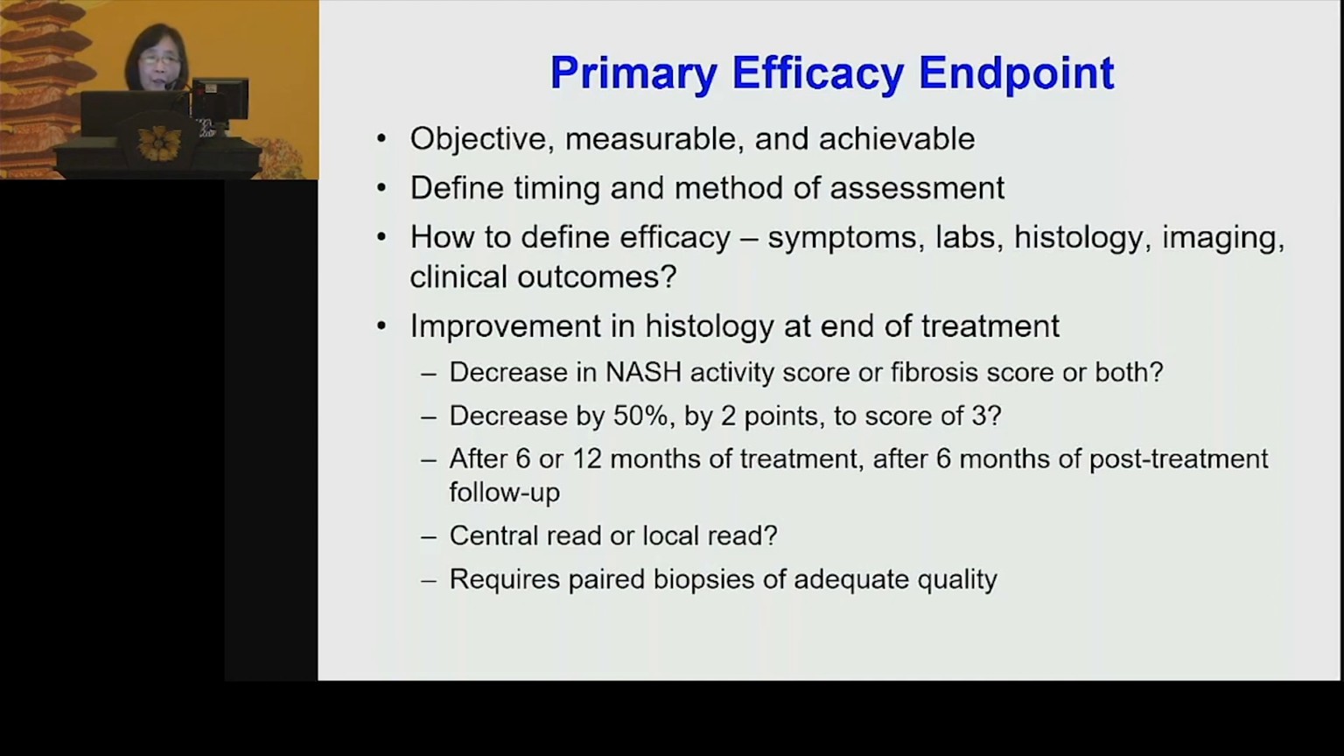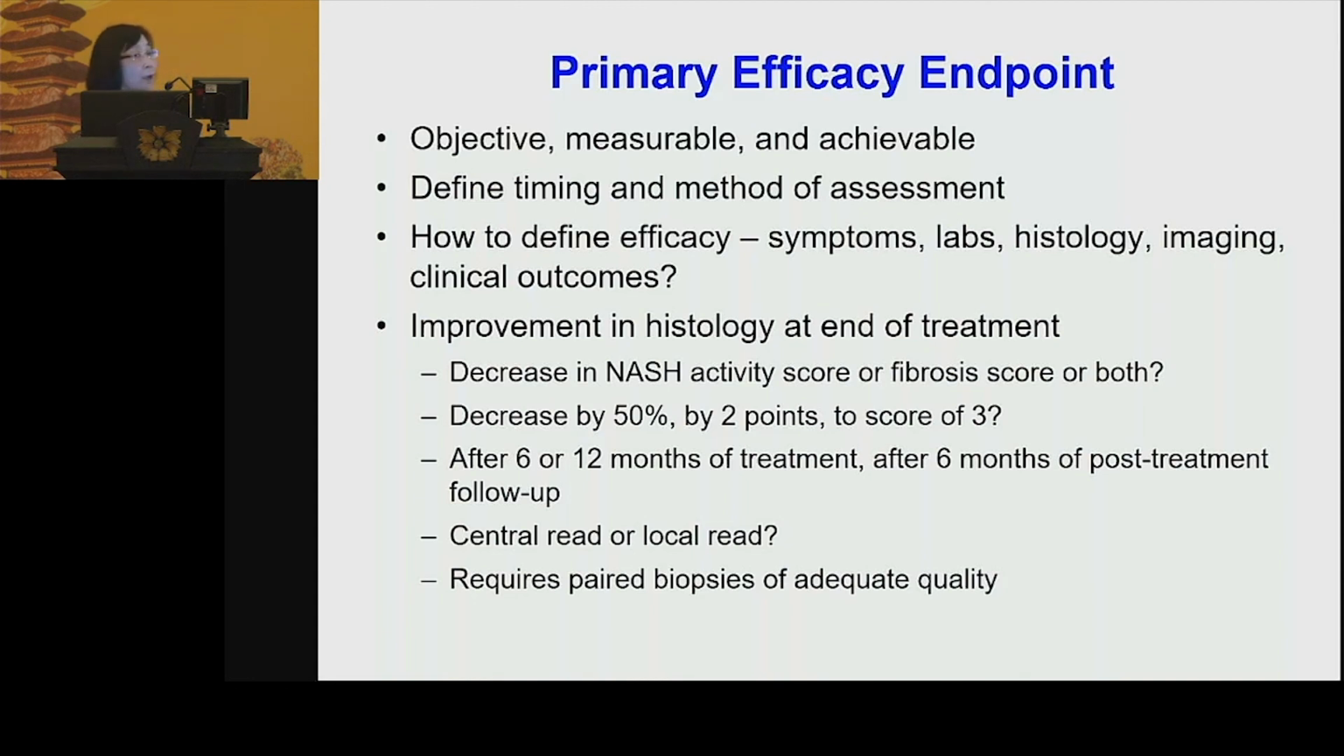I've seen fellows say, my primary outcome is to improve NAFLD. What is meant by improving NAFLD? Make them live longer? Prevent them from requiring a liver transplant? Prevent them from getting liver cancer? Well, then you need 20 years of follow-up.